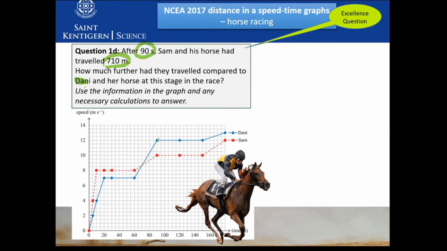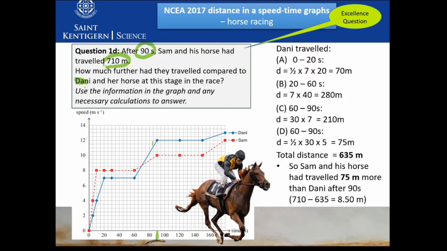First things first is, where's 90? Right there. They've given us much more data than that, but 90 sits right there. And you can see where these two are. Now we have to calculate Danny, the blue line. So let's break that into sections.